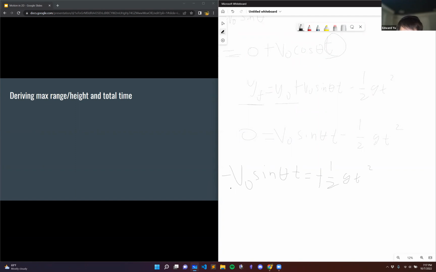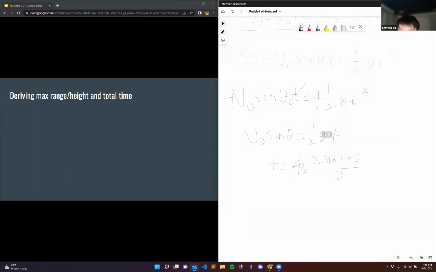Cancel the negatives and cancel one of the t's. Now we have v sine theta is equal to 1/2 gt, and if we solve for t, it would be equal to 2v sine theta over g. So while trying to derive the max range, we've already found the total time for the projectile to take. This is the total time.